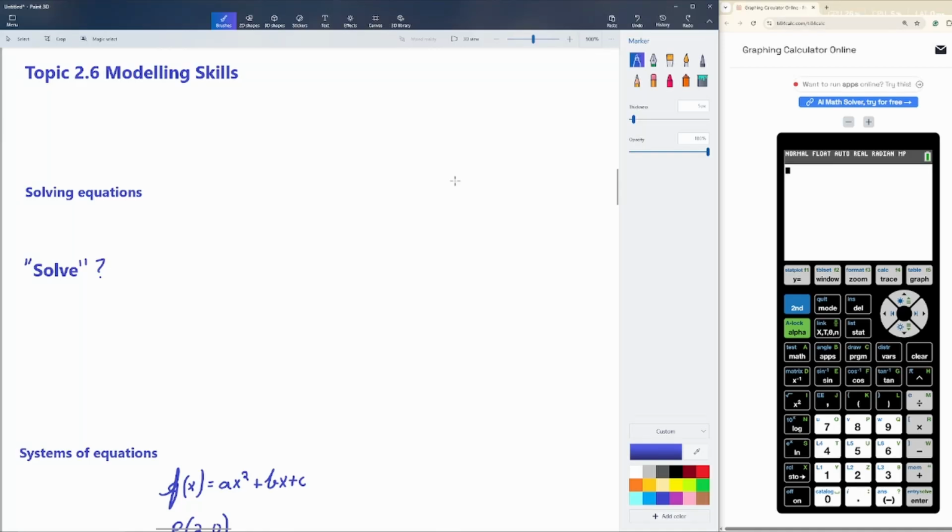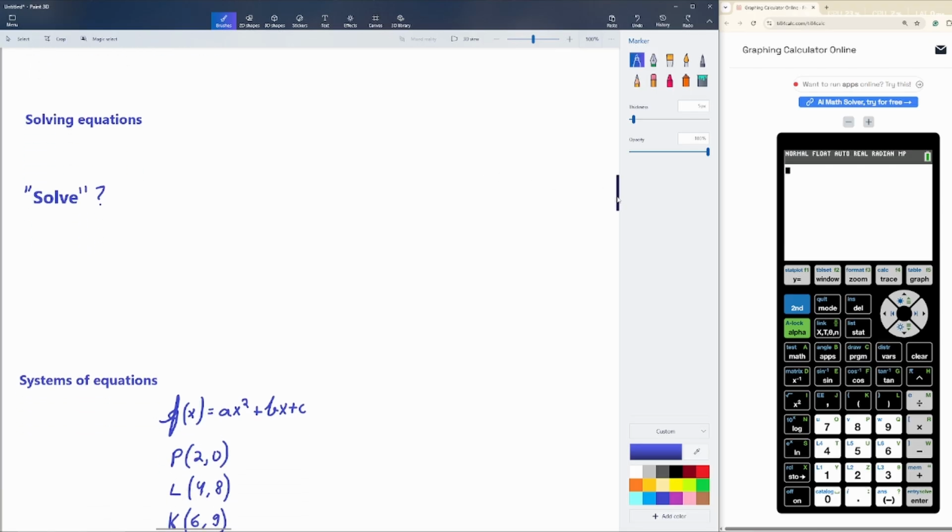In this lesson, we're going to cover topic 2.6, also known as modeling skills. Usually when we're solving equations, a lot of you don't even know what it means to solve an equation. Sometimes in your paper 1 or paper 2, you're given a function. Let's say your function is x squared plus 2x plus 3 equals 0. If you're told to solve this function, what you really have to do is just find the roots, the x-intercepts in this case.